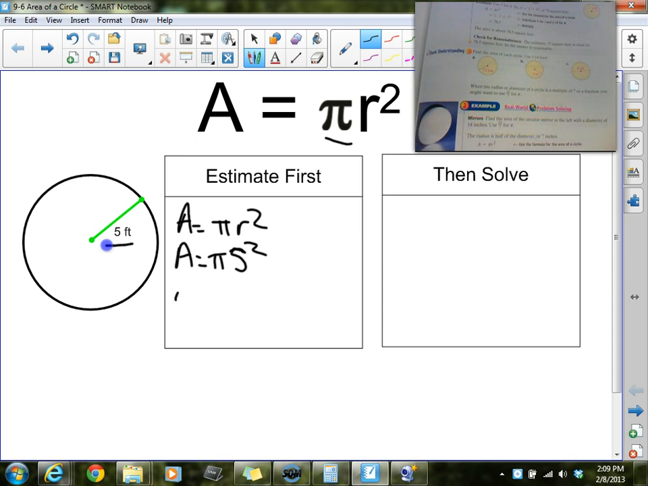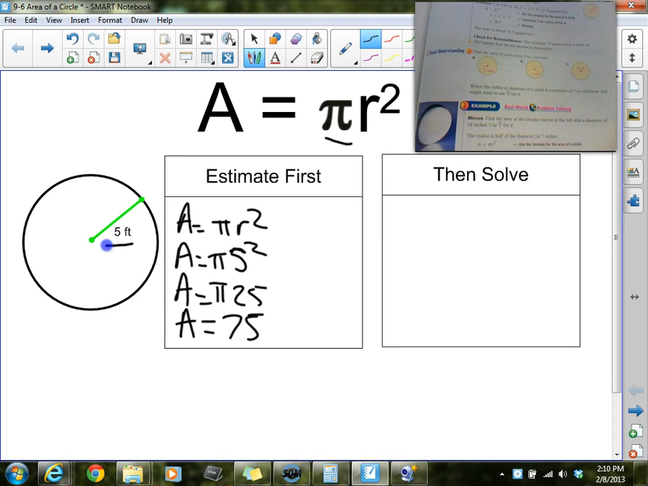So 5 squared is going to be 25. So it's 5 times 5 is 25. That's how you find the square. And then times pi, so 3 times 25 is going to be 75. Okay, so my estimation is 75.